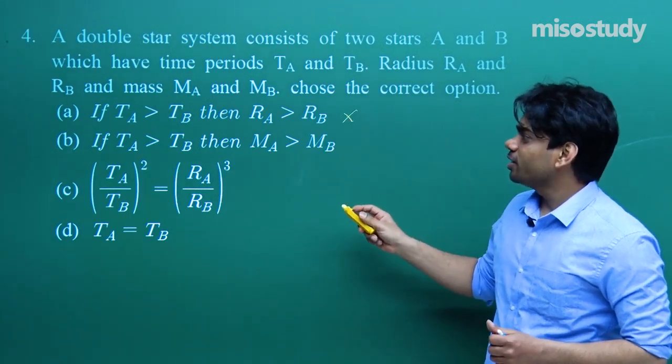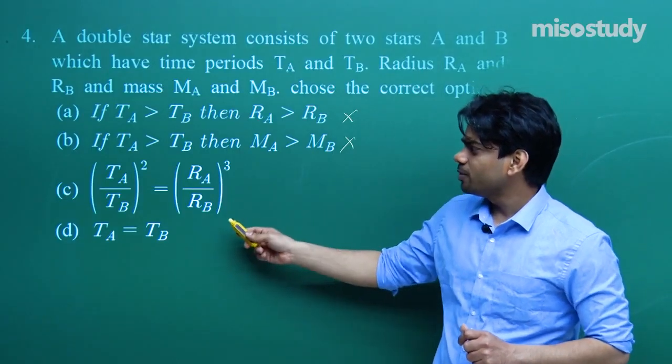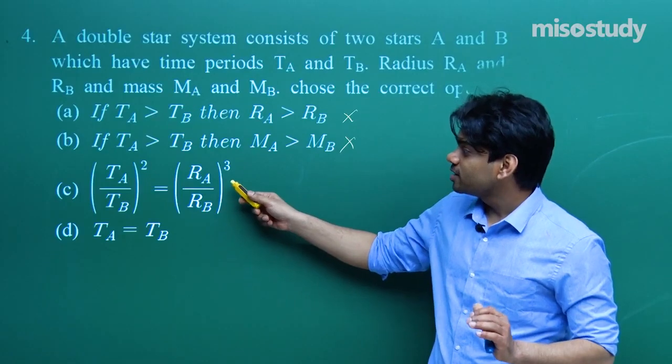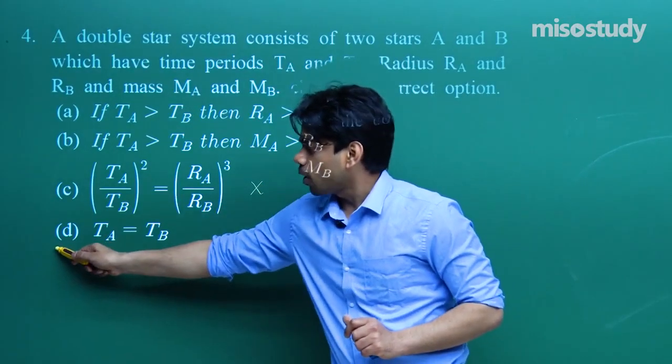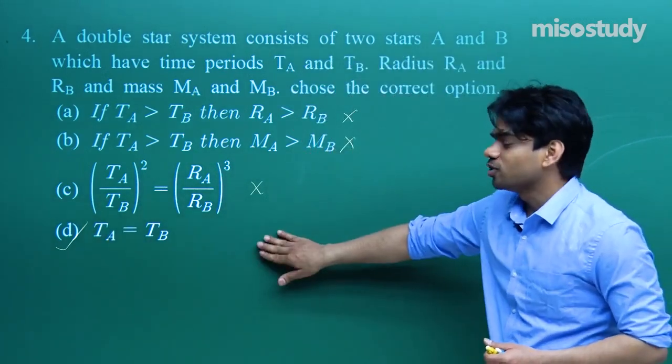B, if TA is greater than TB, then MA is greater than MB. No comment, they will be same. TA by TB whole square is equal to RA by RB whole cube. The periods are the same, and since radius is not equal, this is also incorrect. TA equals TB, option number D, is the only right option. If you know the double star system, you will directly tick the option.